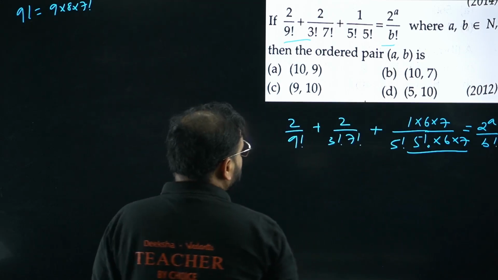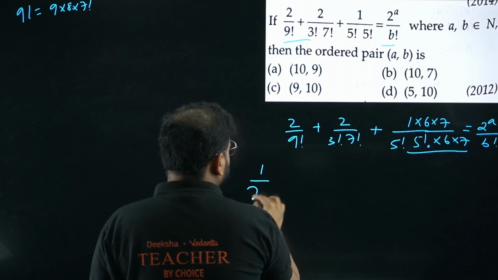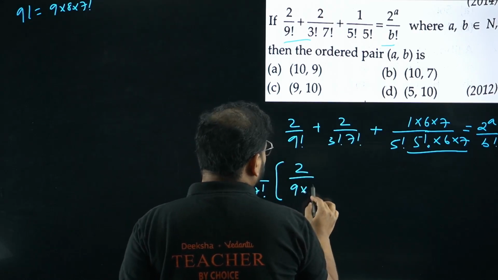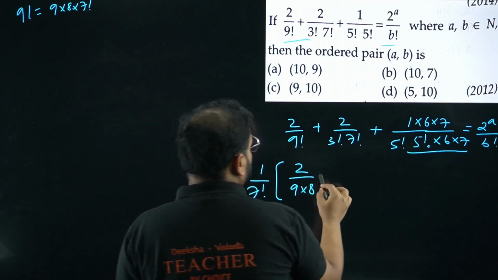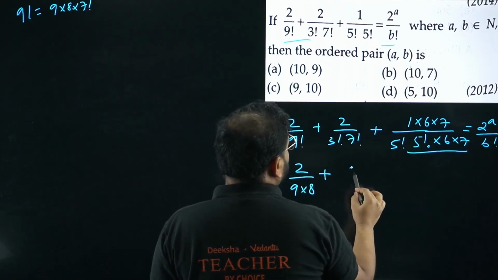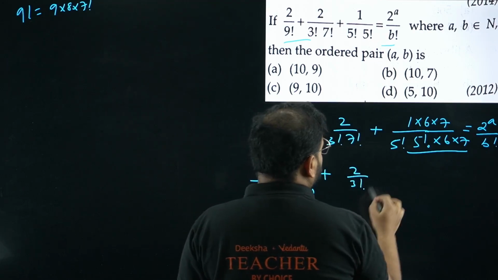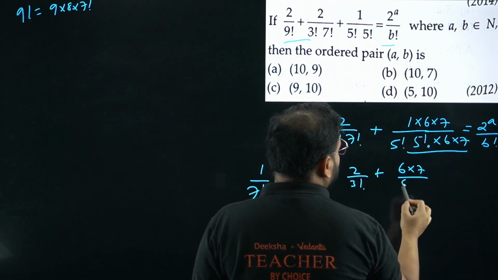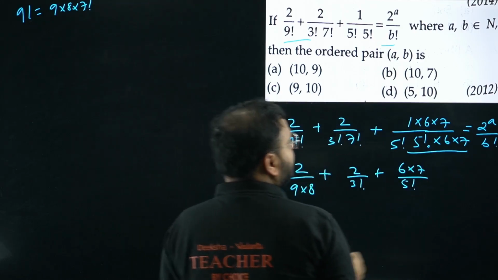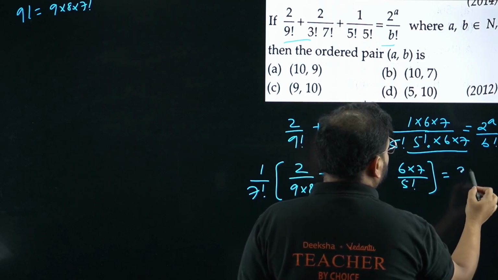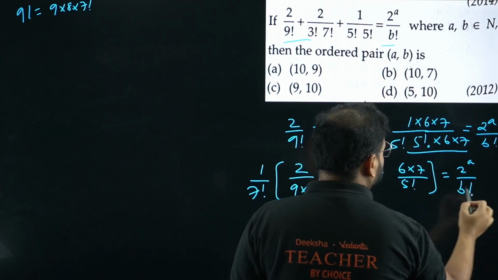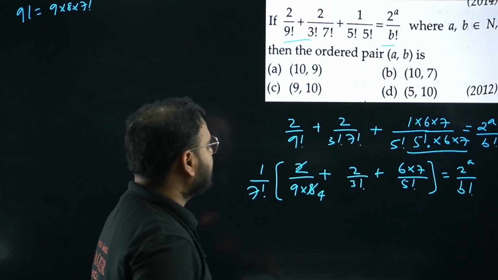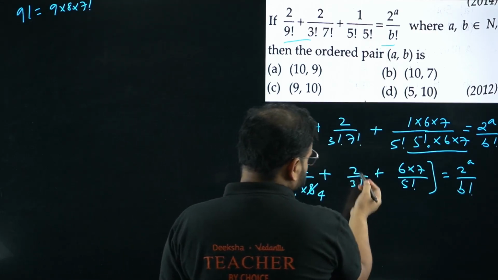Please check now. I can take this 1 by 7 factorial common. Now what I have left is 2 upon 9 into 8, plus I have, please check, 2 upon 3 factorial, plus I have 6 into 7 upon, I've taken this part common, right? Only 5 factorial left over here. Okay, great. And for this I have 2 power a and b factorial. I have to simplify this inside. It will become 2, yeah, please check, 2 4s are 8. I can cancel this, or it becomes 2 by 3 actually.